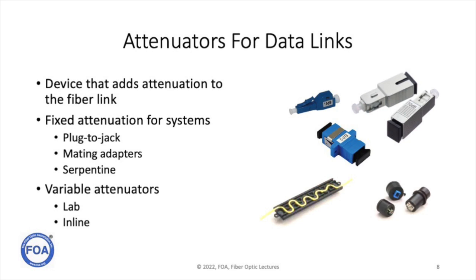On the lower left is a serpentine, which actually builds attenuation by putting stress into the cable of a patch cord. And on the right are adjustable attenuators using a gap loss that are used for multimode systems. So any or all of these types may be appropriate for the link that you need to use them with.